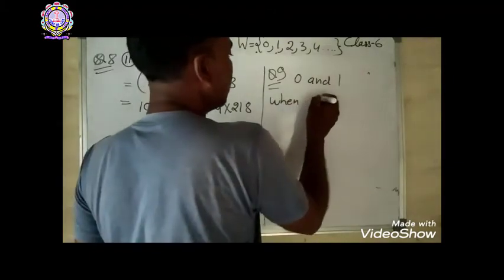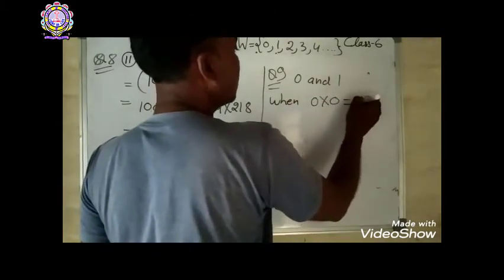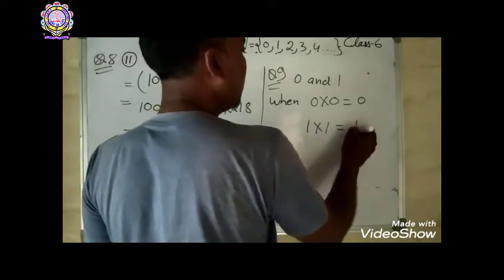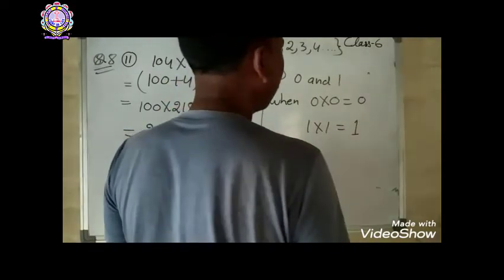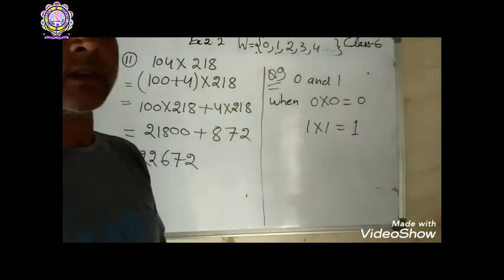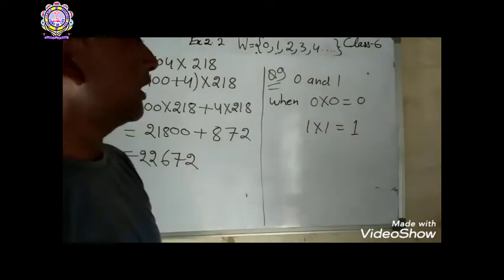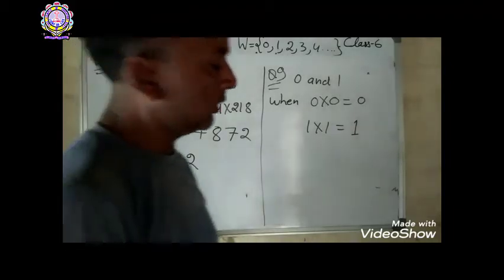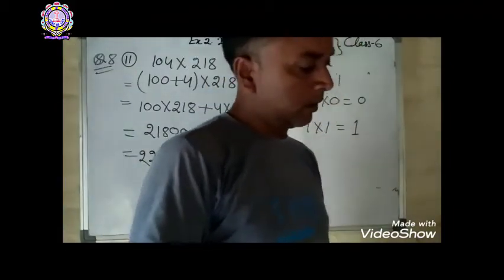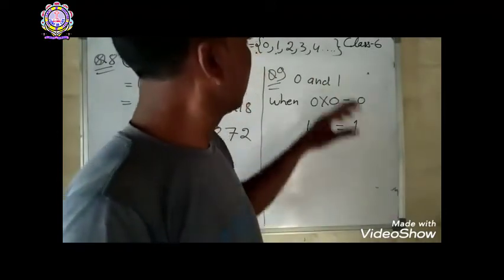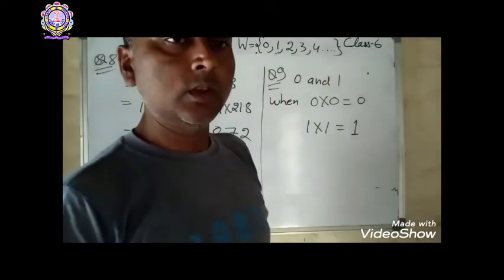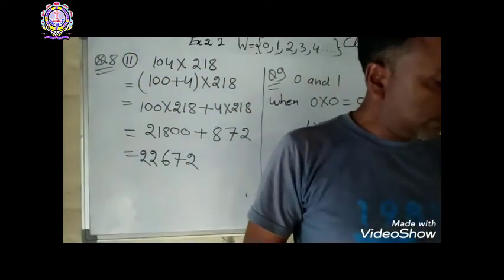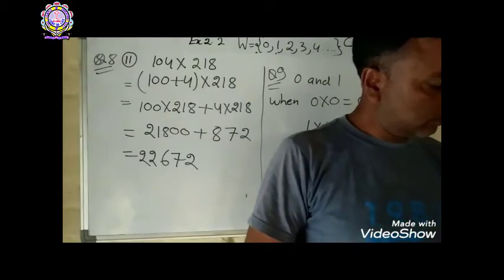When 0 is multiplied by 0 we get 0, and 1 multiplied by 1 we get 1. Only two whole numbers are there which, multiplied by themselves, give the same number. No other, 2 into 2 is 4. So only two whole numbers, 0 and 1, give themselves when we multiply.